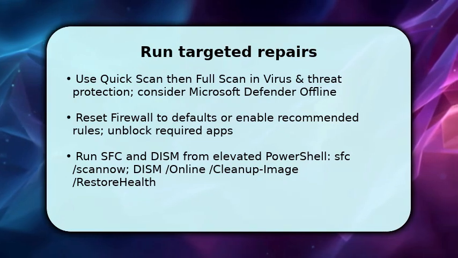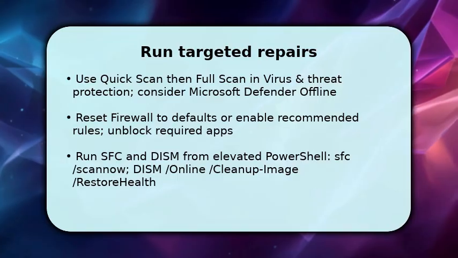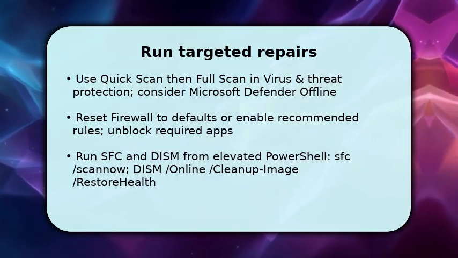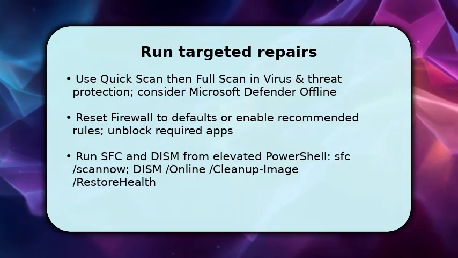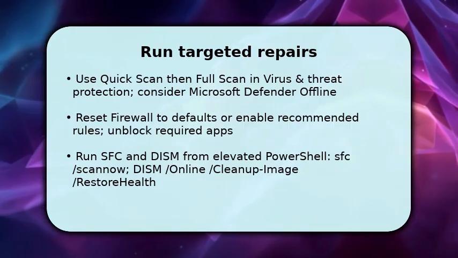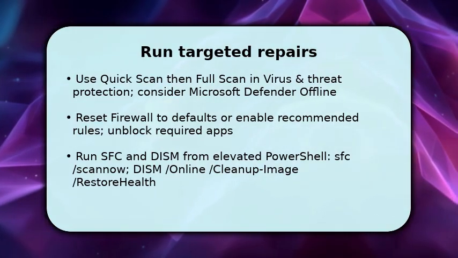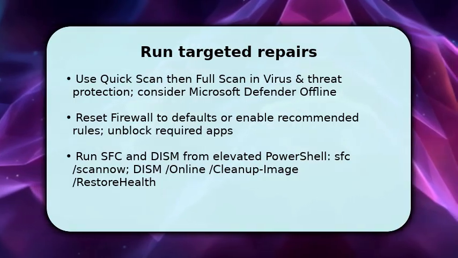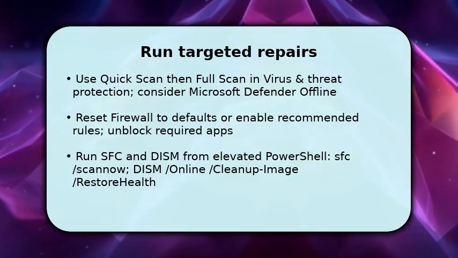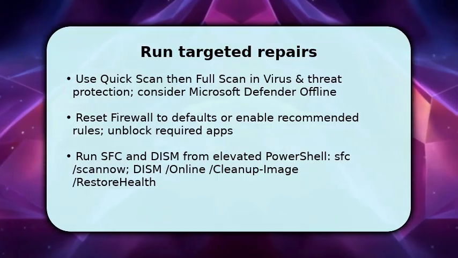You now perform targeted repairs that fix underlying integrity and configuration issues. Start with a quick scan, then run a full scan, and if needed, Microsoft Defender Offline to catch stubborn malware. Next, reset firewall settings to defaults or re-enable recommended rules so network protections are consistent. Finally, open an elevated PowerShell and run sfc /scannow and dism /online /cleanup-image /restorehealth to repair corrupted system files.